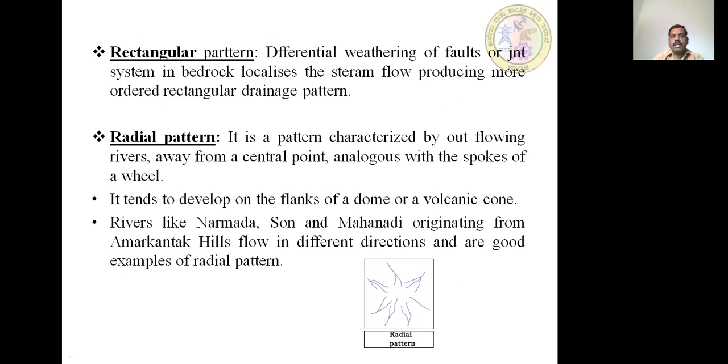Next one is radial pattern. It is the pattern characterized by outflowing rivers away from a central point, analogous with the spokes of a wheel. It tends to develop on the flanks of a dome or volcanic cone. Rivers like Narmada, Son, and Mahanadi originating from the Amarkantak hills flow in different directions and are good examples for radial pattern. Here in the radial pattern, the streams are flowing from the highest place, that is the hill slope.